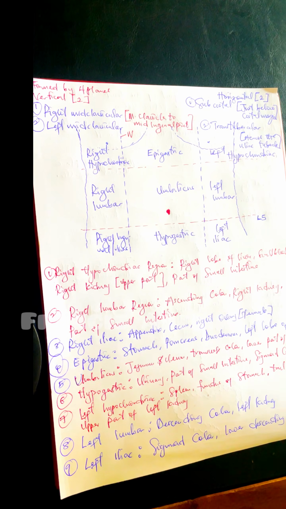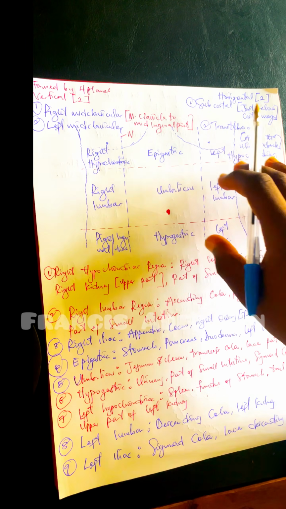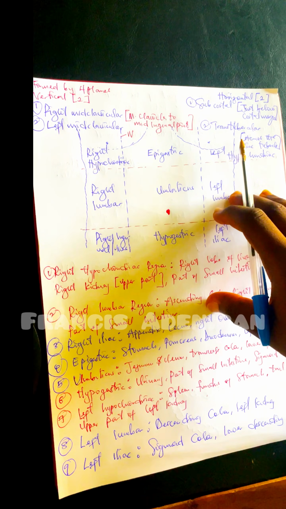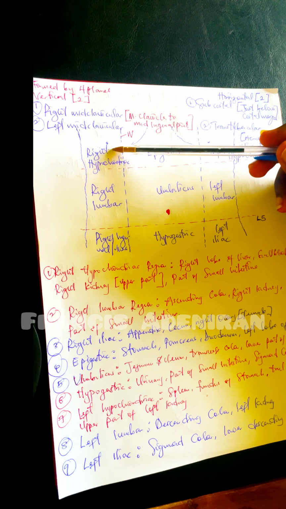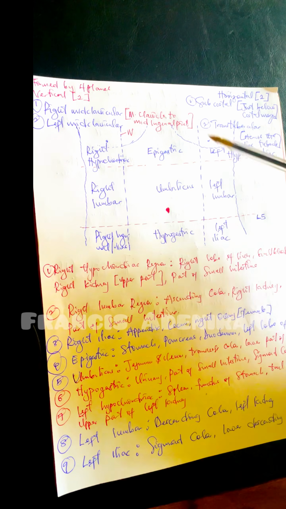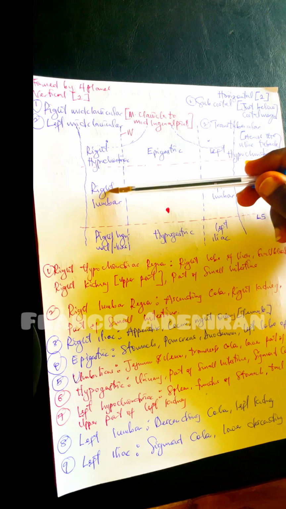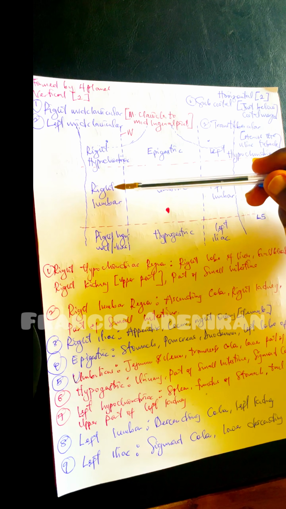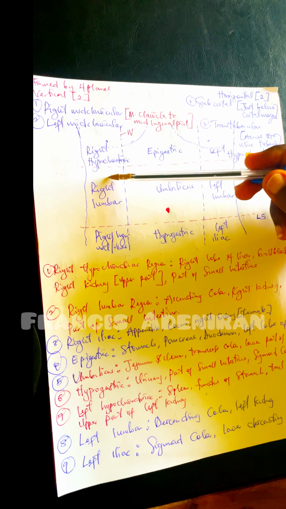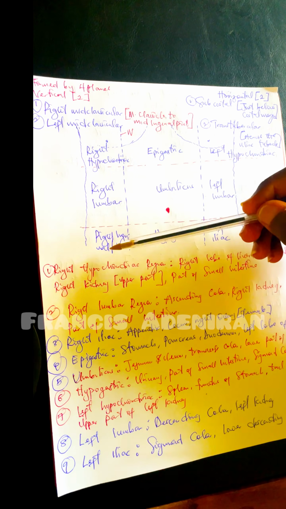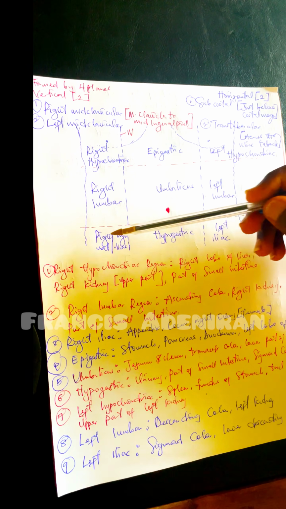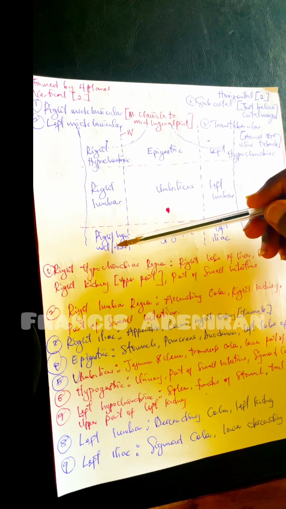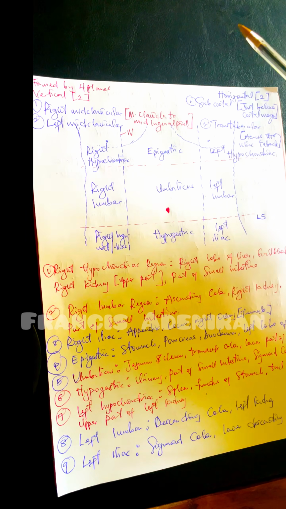Now let's go straight to the organs you can find in each of these regions. In the right hypochondriac, you can find the right lobe of liver, the gallbladder, the upper parts of the right kidney and parts of the small intestine. At the right lumbar, you can find the ascending colon, the right kidney, and parts of the small intestine. At the right iliac, you can find the appendix, the cecum, and the right ovary. That is in females, that is gender specific anyway.